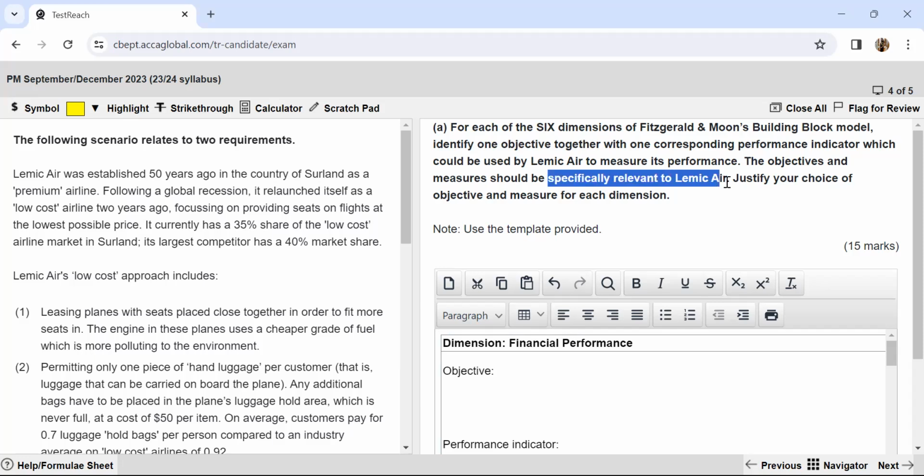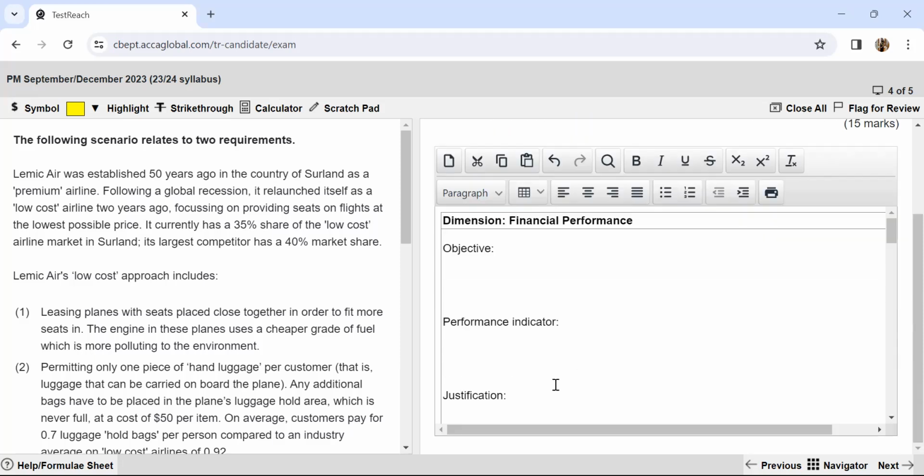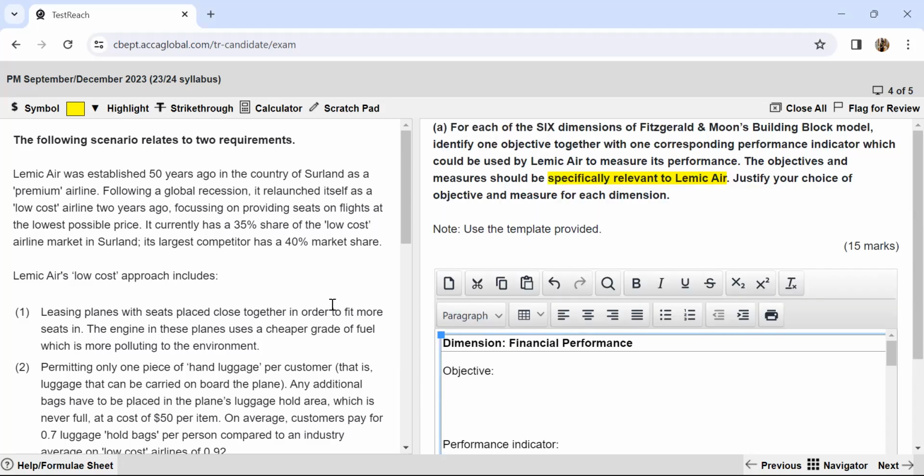So the examiner has once again highlighted that all the rote answers which you have learned for the building block model will be of no use over here. If you want to get marks, you have to write your answer specific to the case study, which is Lemic Air. Now you also have to justify your choice of objective and measure for each dimension. There is a space for justification also given.